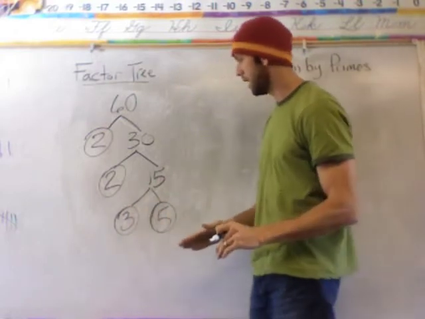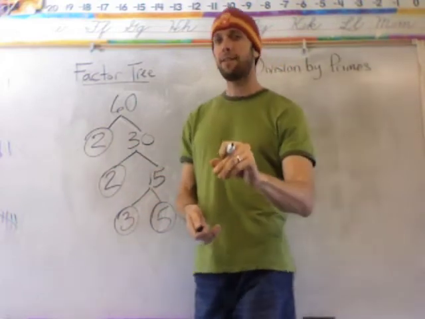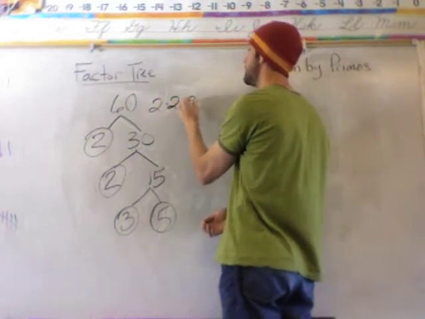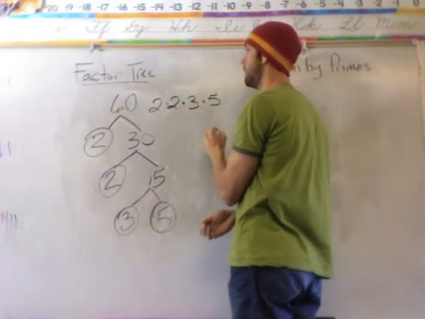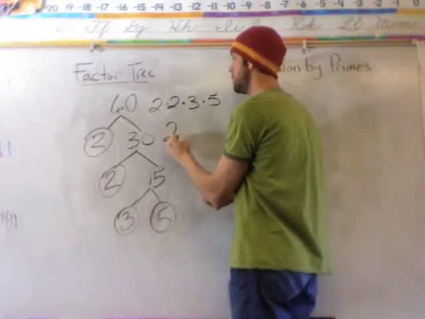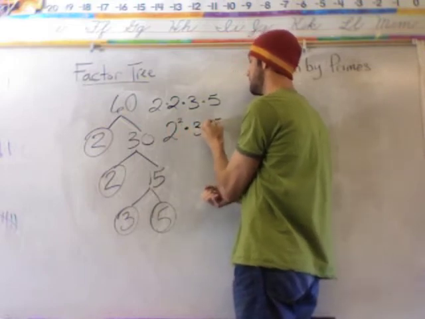Our tree is done, and we have a 2, 2, 3, and a 5. My answer is 2 times 2 times 3 times 5. Or since there are two 2's, since I have the number 2 and I have 2 of them, you could write 2 squared times 3 times 5.